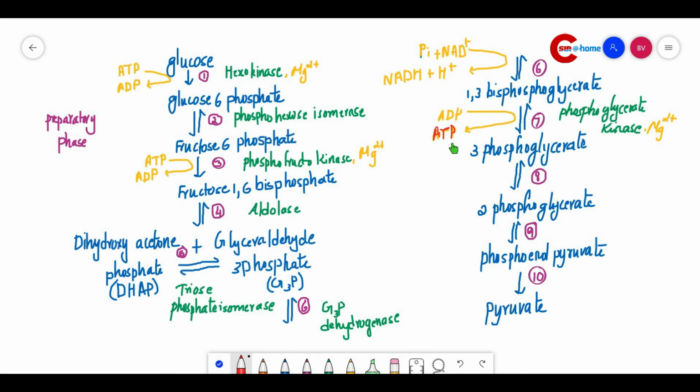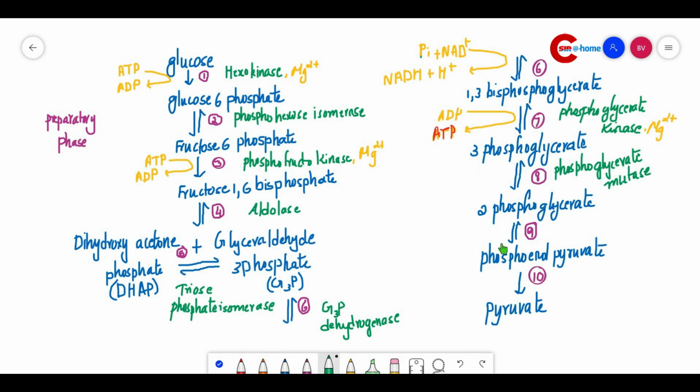Then this 3-phosphoglycerate is converted into 2-phosphoglycerate. You can see here 3, 2. That means a position change, that is a phosphoryl shift. Which is the enzyme here? Position change, phosphoglycerate mutase. Mutase is the enzyme. 3-phosphoglycerate is converted into 2-phosphoglycerate. The enzyme is phosphoglycerate mutase, and the reaction is a phosphoryl shift. And this reaction is reversible.